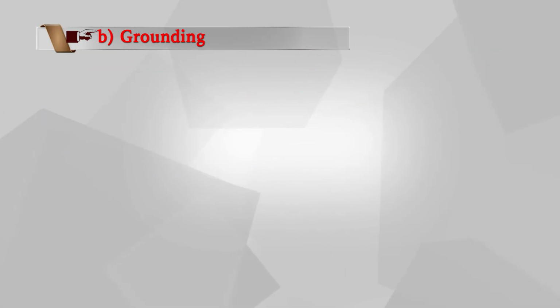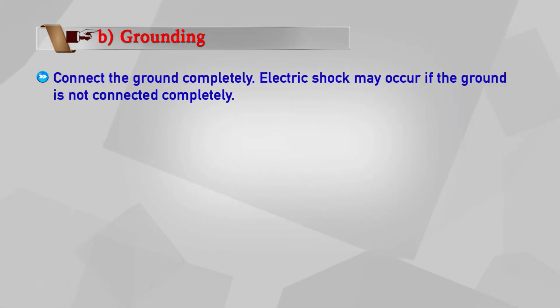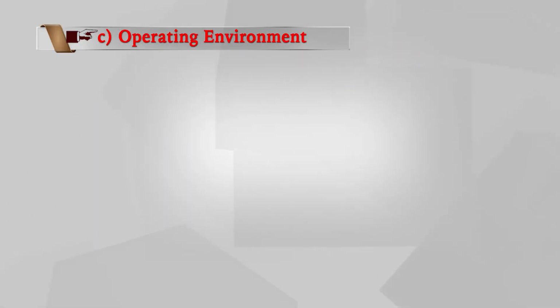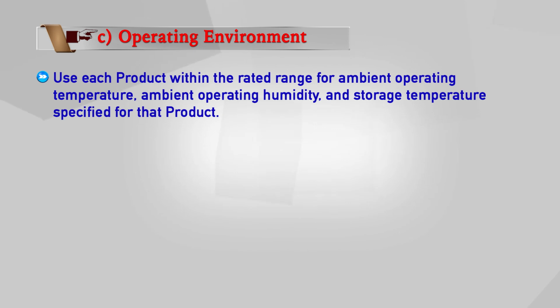If you are talking about the grounding, connect the ground completely. Electric shock may occur if the ground is not connected completely. Operating environment. So the following point we must take care of. First one is what? Use each product within the rated range for the ambient operating temperature, ambient operating humidity and storage temperature specified for that product.